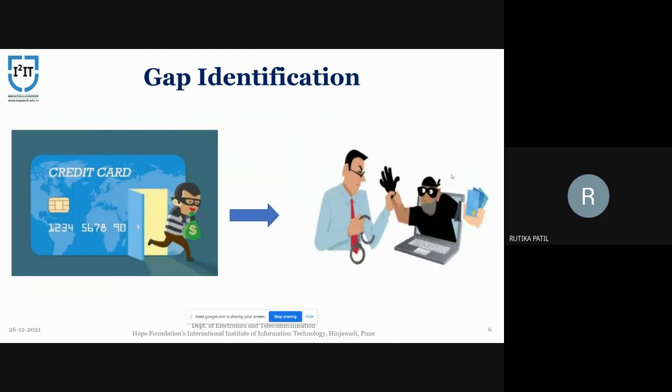Next part is gap identification. In gap identification, we discuss the situation before and after the project. Before the project, credit card fraud is a huge ranging term for theft and fraud committed using or involving a payment card at the time of payment. The only purpose is to purchase goods without paying or to transfer unauthorized funds from an account. To overcome this problem, we create a system using machine learning. Through this system, we can find fraud and detect it.